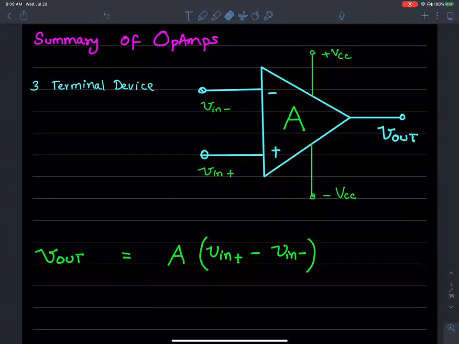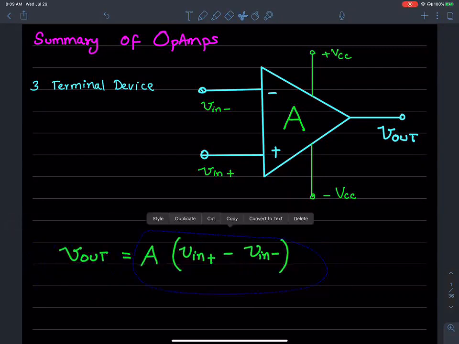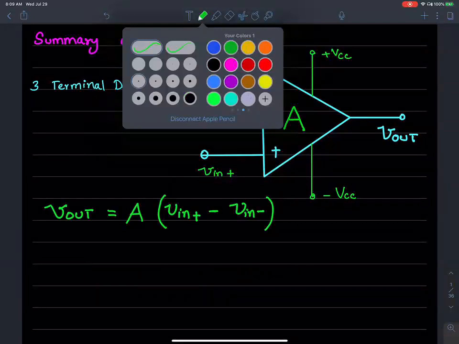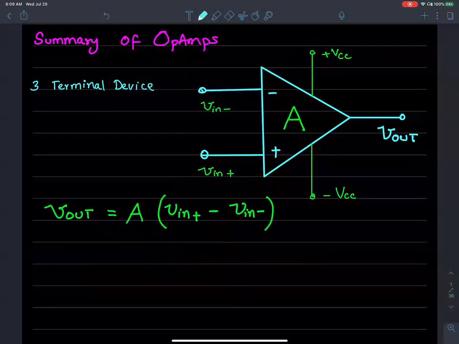Usually the value of A is really large. A is a big number most of the time. Usually A is a very large quantity.